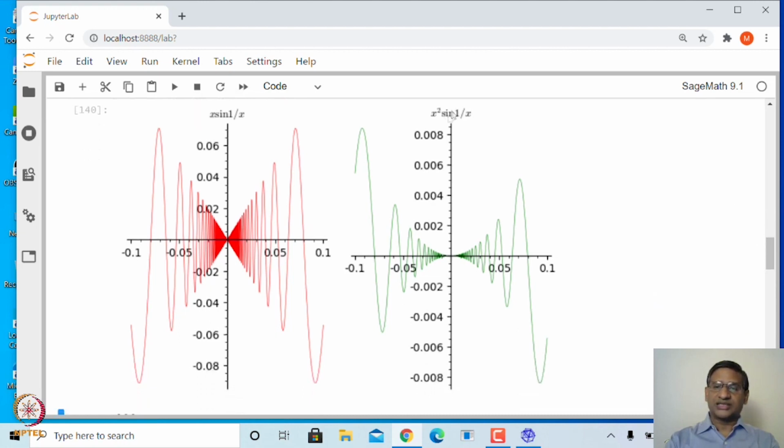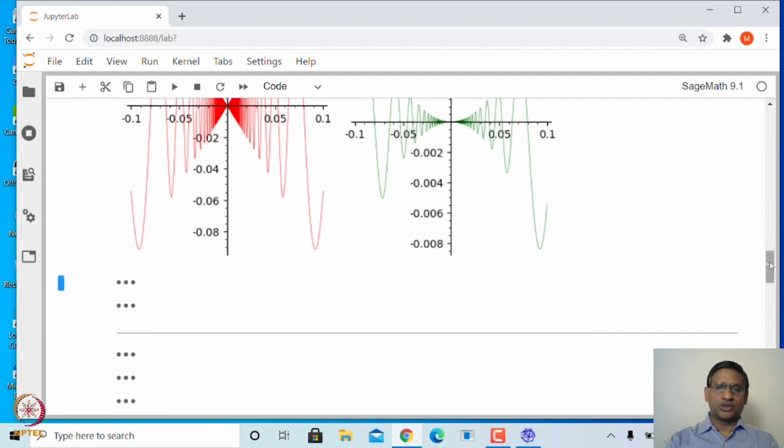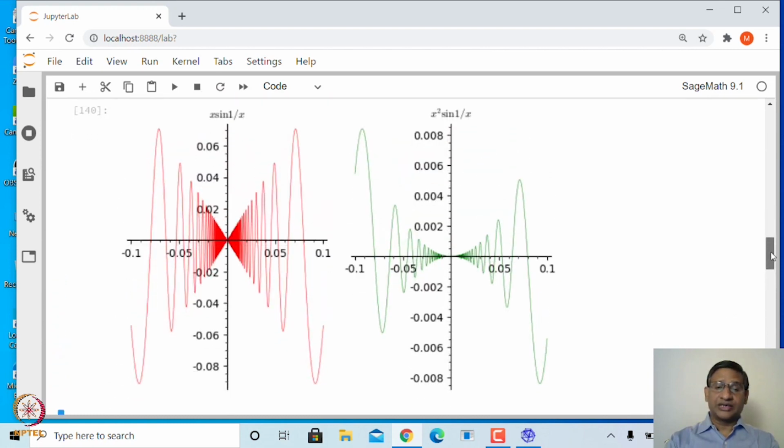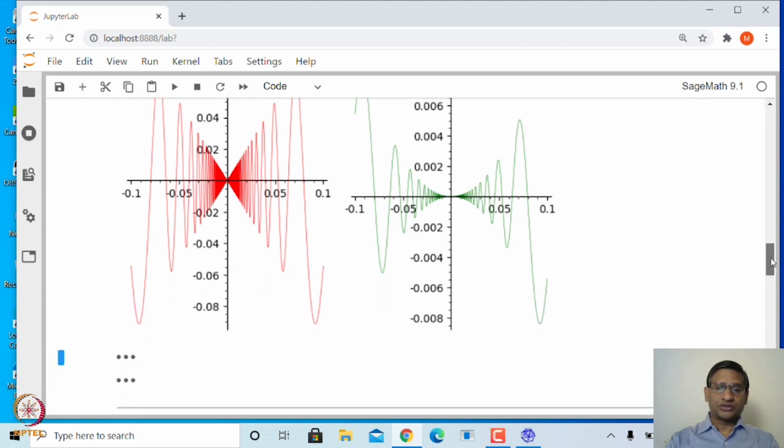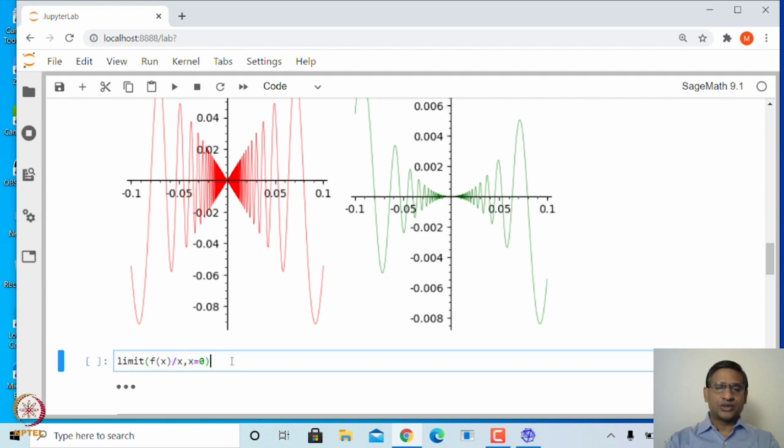So, you can expect that x square into sin 1 by x is differentiable at 0, whereas x into sin 1 by x is not differentiable at x equal to 0. Now, if I want to check whether the derivative exists, I have to find the limit of the difference quotient at x equal to 0. So we have to say the limit as x goes to 0 of f of x minus f at 0 divided by x. And f at 0 is 0, therefore it is the same as the limit of f of x divided by x at x equal to 0.